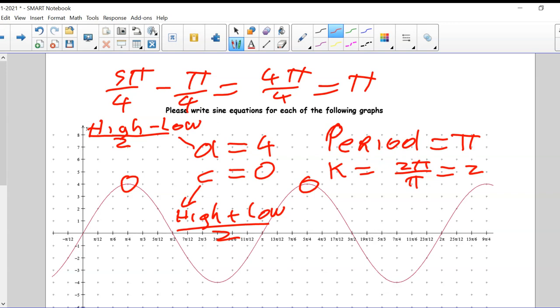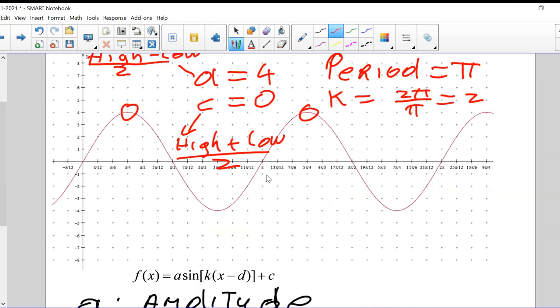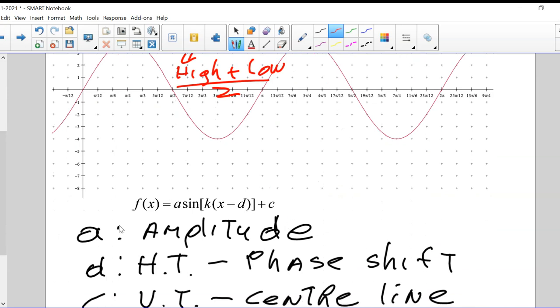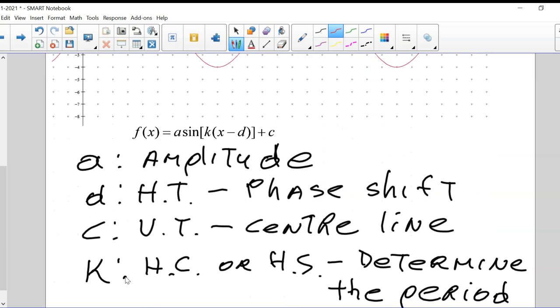Okay, so in this case, my k is 2. Why? Because my period is pi, and everybody hopefully is okay with the period being pi. I showed you one way to get it, which is to subtract 2 highs or 2 lows from each other, and that would be the period. And then once you have the period, divide it into 2 pi to get the k value. So we have a whole bunch of stuff that we know for this equation. Remember, this equation needs an a, a k, a d, and a c. We have the amplitude, we have the c, we have the k now. The only thing we don't have is a phase shift.